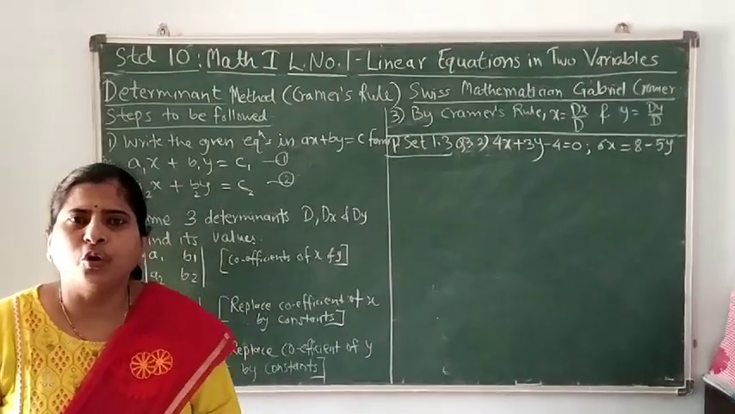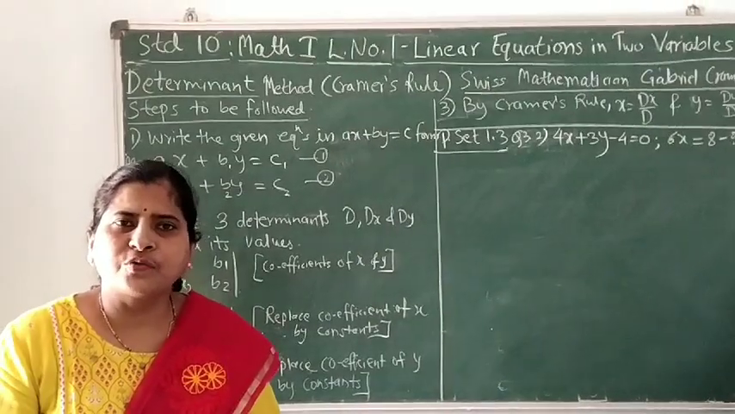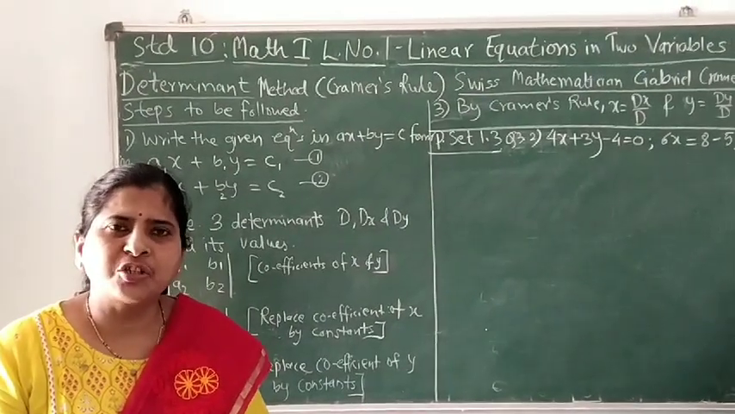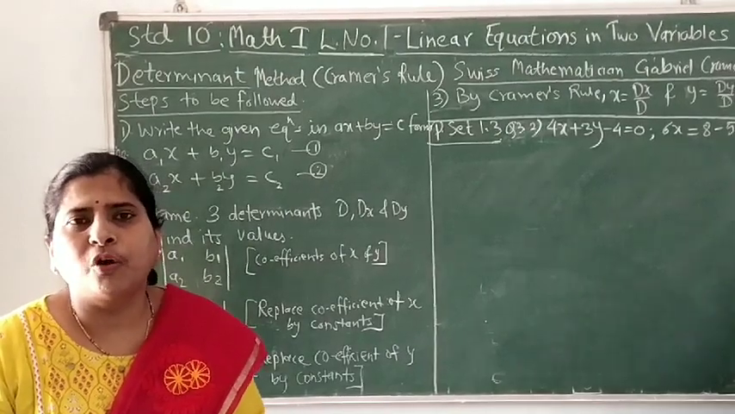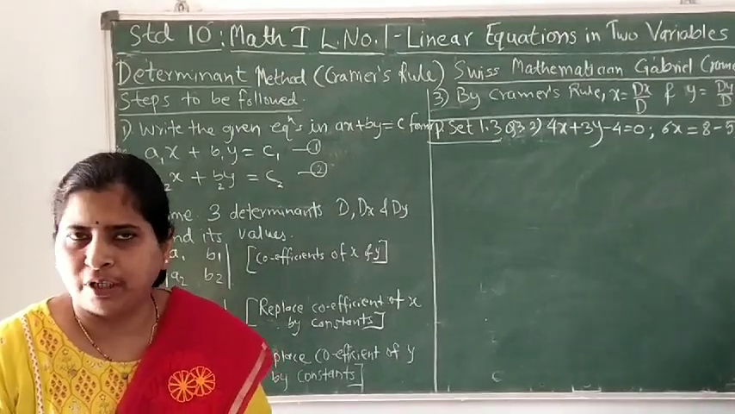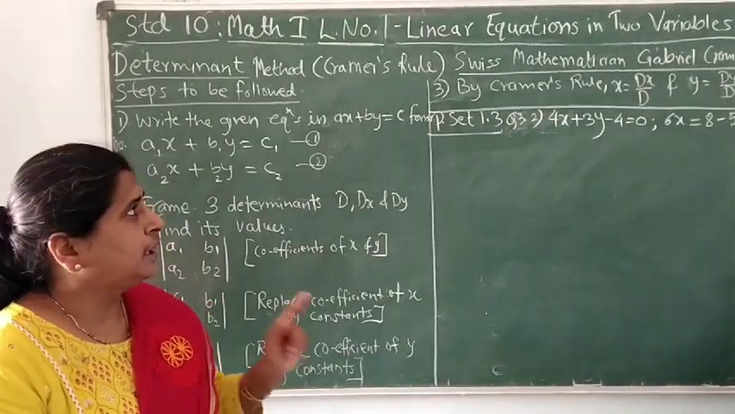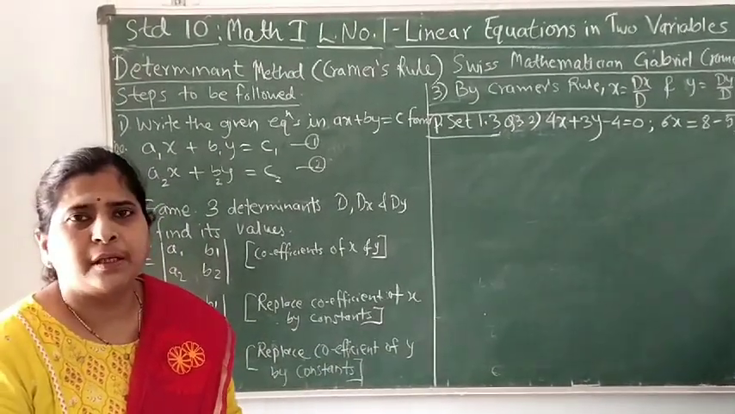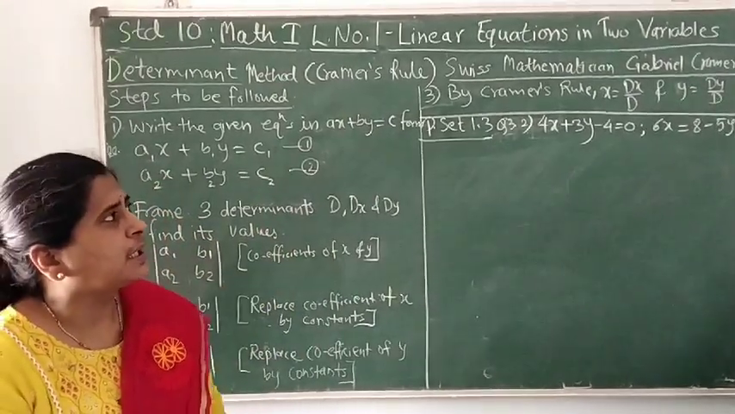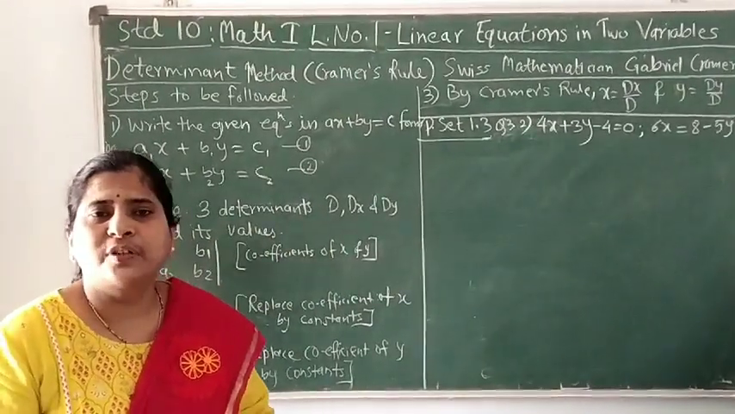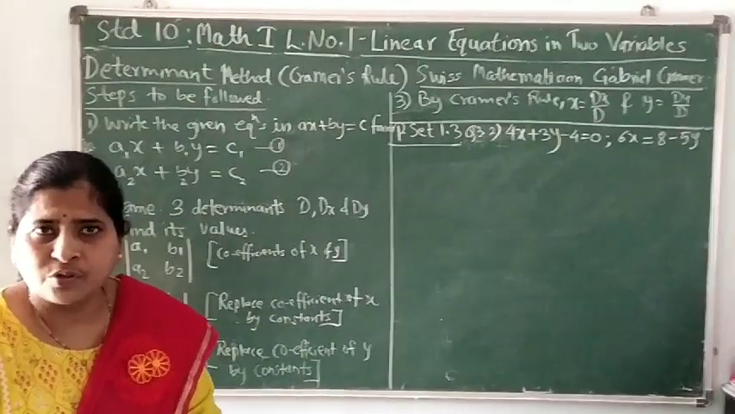Welcome to this video on linear equations in two variables. In previous videos we have seen the elimination method, the substitution method, what the meaning of a determinant is, and how we can find its value. Now in this video we are going to see how to solve the given linear equations by the determinant method, or Cramer's rule. The Swiss mathematician Gabriel Cramer first used this method, so it is known as Cramer's method or Cramer's rule.